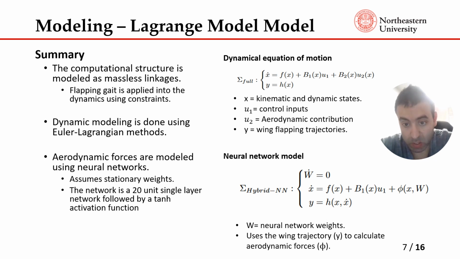W are assumed stationary, which means their time derivative is equal to 0. This is because to train the neural network, we have to drive these neural network weights to their optimal value, and their optimal value is a constant. We use the trajectory y, which includes the states and their time derivative, to calculate the aerodynamic forces phi, as we will describe in the next slides. The network that we used is a 20-unit single-layer neural network followed by a tanh activation function.